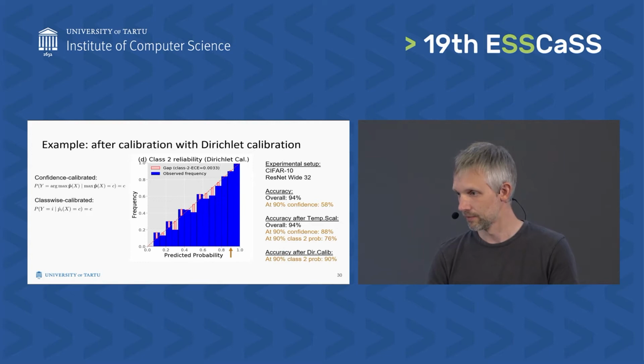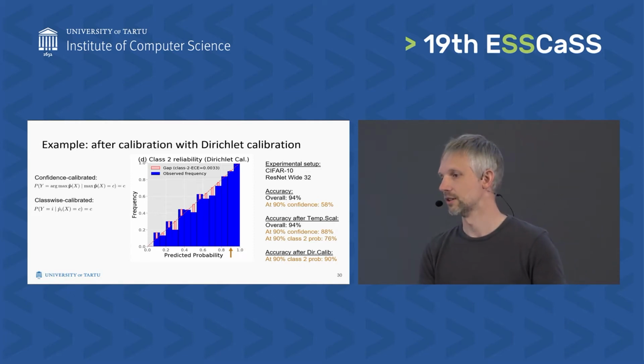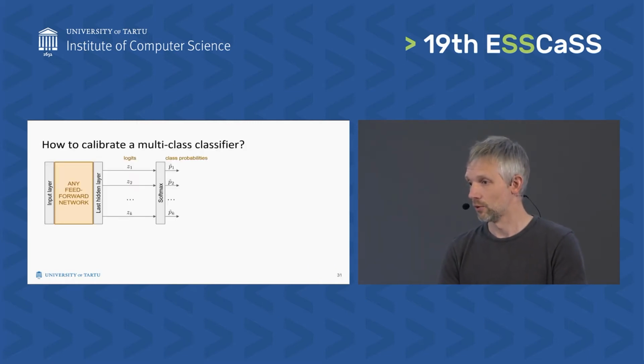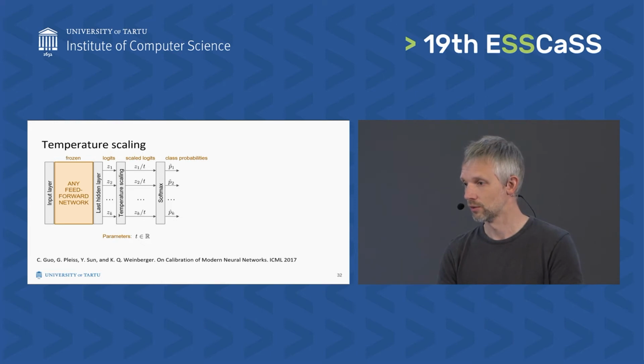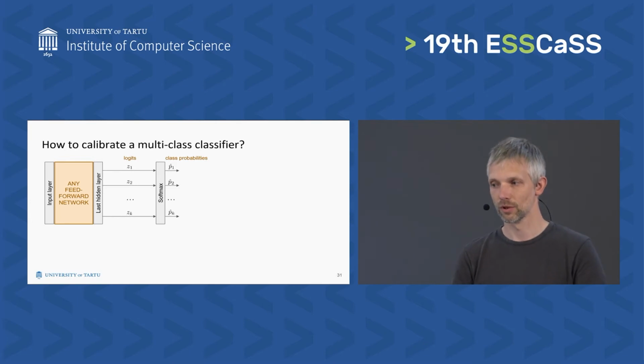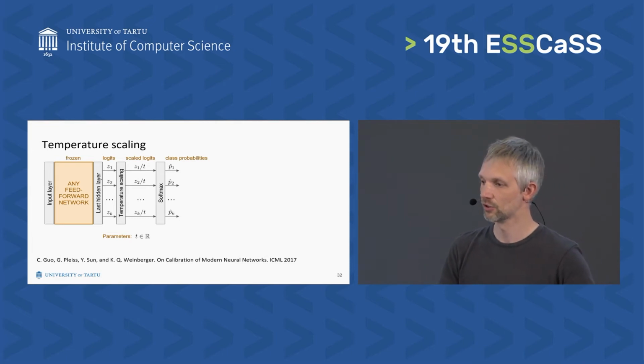After noticing that, we developed a method which we call Dirichlet calibration. Once you apply that, you tend to get pretty well calibrated probabilities for each class separately. Before I get to Dirichlet calibration itself, I'll show you some variants of temperature scaling that the original paper that proposed it also considered.